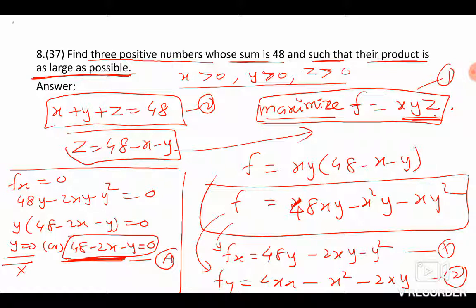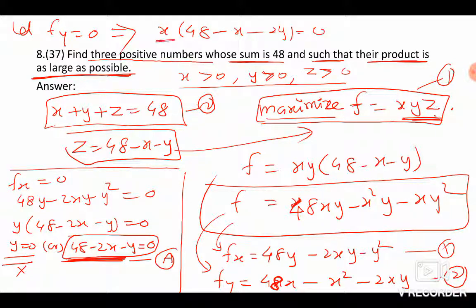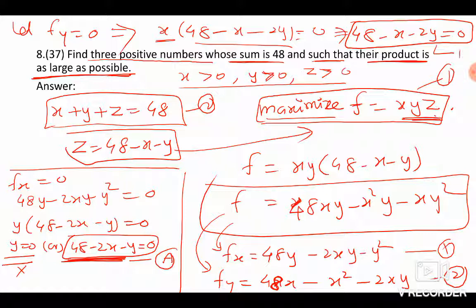Similarly, from fy equal to 0, equation number 2, what you get is 48x minus x square minus 2xy. 48x, x is taken outside. x times 48 minus x minus 2y is 0, and here x is not 0, isn't it? We need positive values of x. So the conclusion from this one is 48 minus x minus 2y is equal to 0. This is equation number B.